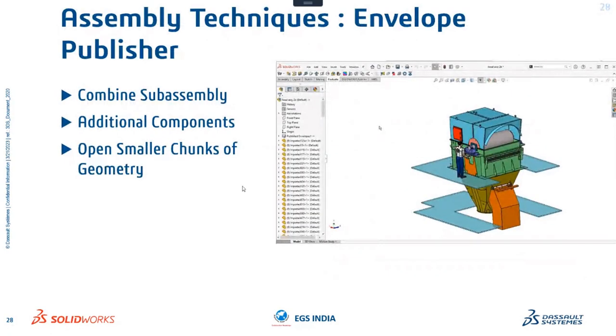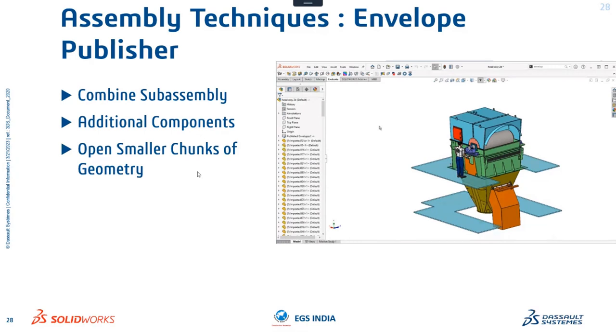Then on assembly techniques, the last is envelope publish. We can publish some of the part files as envelopes, and we can also combine them with the sub assemblies. Also, by opening the smaller chunks of the geometry, we can use them in any of these sub assemblies or assembly files in these envelope publishers. These are the techniques we have followed to make our assembly files even lighter so we can work faster.